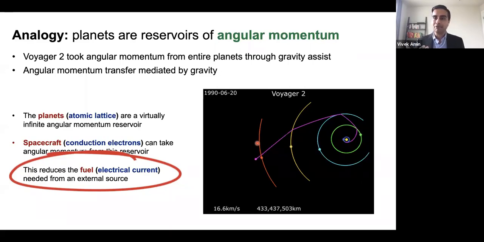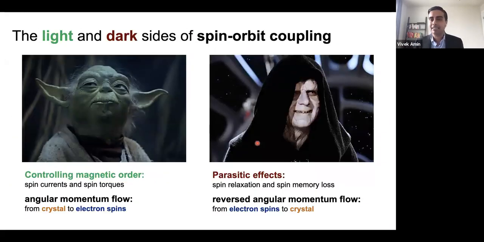So I've given you a fairly rosy picture of spin orbit torque. We have this gold mine of angular momentum which we can take from, and this can potentially help make our devices more energy efficient. But as it turns out, there's both a light and a dark side to spin orbit coupling. So the light side of spin orbit coupling is that you're controlling magnetic order via spin currents and spin torques. And so this is essentially what I just described, where the angular momentum flow is going from the crystal to the electron spins. However, this transfer of angular momentum can go both ways.